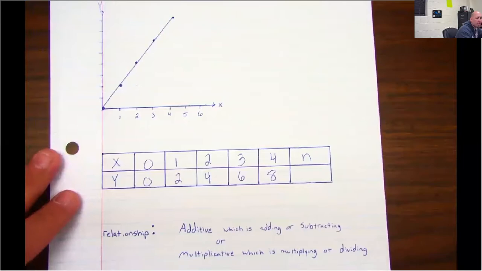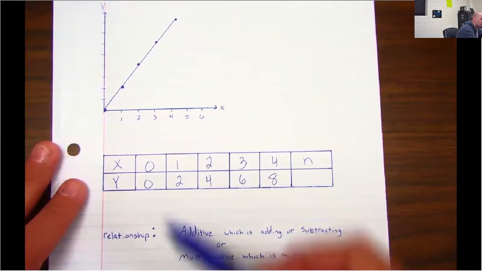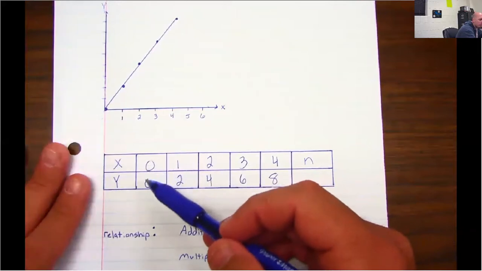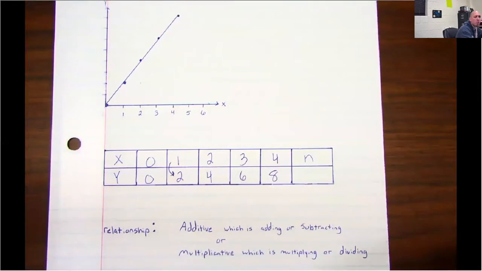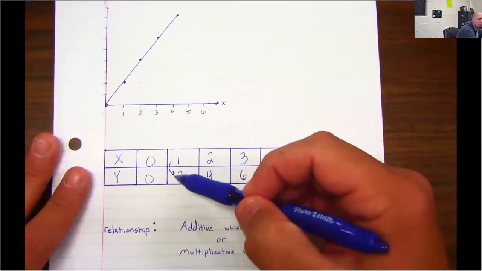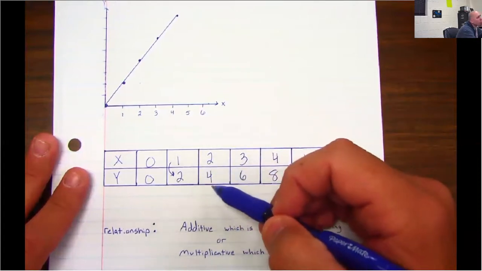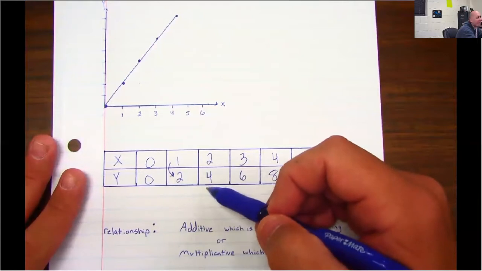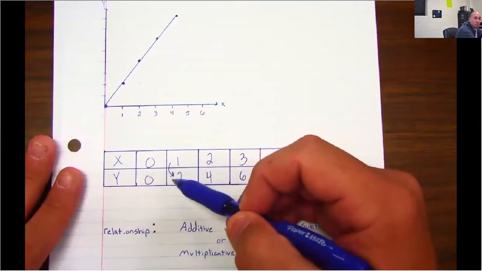Now it says relationship. Guys, there's two relationships. It's either additive, which means you're either adding or subtracting, or it's multiplicative, which means you're multiplying or dividing. Well, let's see here. To go from 0 to 0, there's nothing there. How would you go from 1 to 2? Some of y'all are going to say, well, plus 1. Okay, so 1 plus 1 is 2. So do the same scale factor. Is 2 plus 1 equal to 4? No, so it's not additive. You can't be adding.